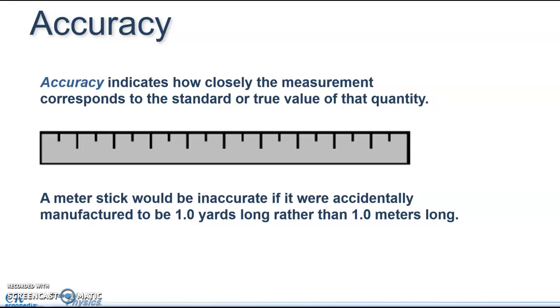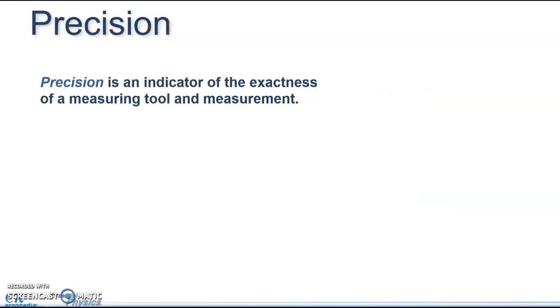All right, so a meter stick would not be particularly accurate if it was 1 yard long instead of 1 meter long. I think that's happened before. All right, precision is a description of how exact a measuring tool is. One way you can see precision with the measuring tool is repeatability. So if you use that measuring tool and take the same measurement 2 or 3 times, you should get the same measurement each time you take it.